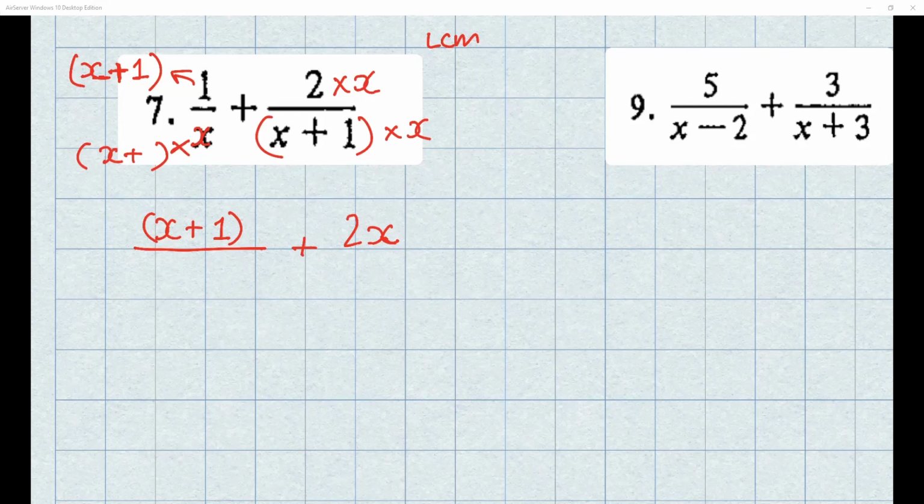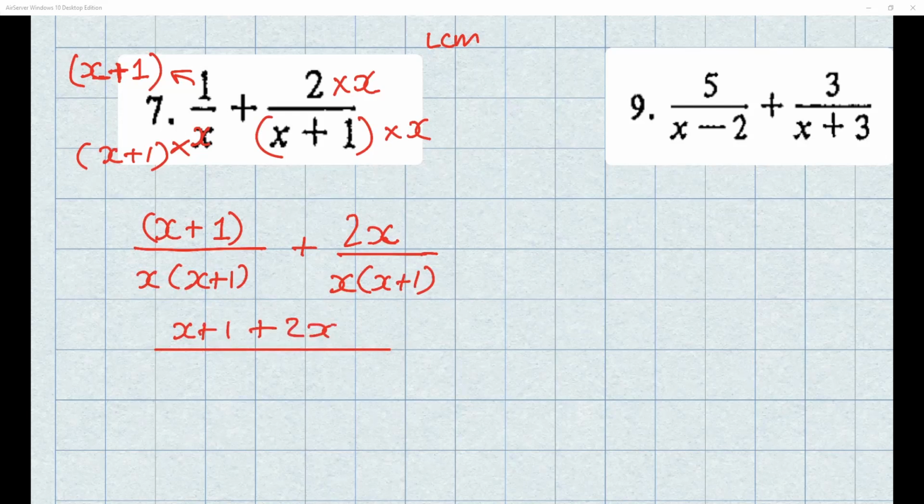Right, so on the bottom we're going to have x times by x plus 1, and the other one will be x times by x plus 1. Beautiful, lovely. Now what do we do now? You add the numerators. So there'll be x plus 1, add 2x. What's the denominator going to be? x times x plus 1.